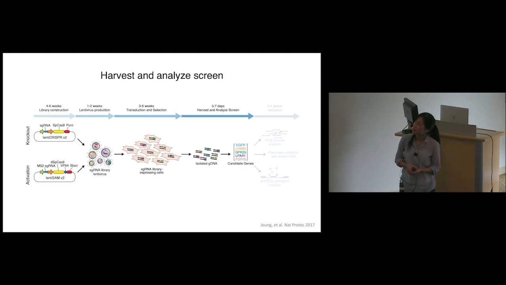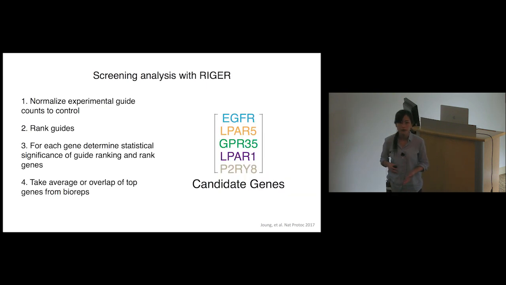So the next step is to harvest and analyze the screen. We also provide a large-scale genomic DNA harvest and PCR process for this. And the NGS process is very similar to the library amplification for QC.